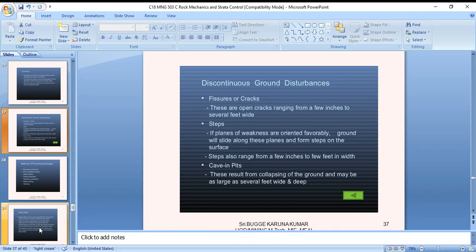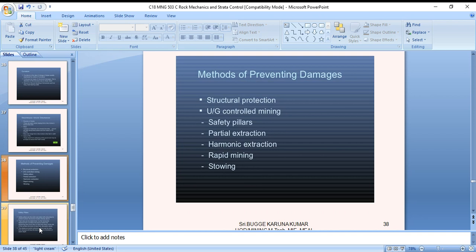And then coming to discontinuous ground disturbances. Fissures or cracks: these are open cracks ranging from a few inches to several feet wide. Steps: where planes of weakness are oriented favorably, ground will slide along these planes and form steps on the surface. Steps also range from a few inches to a few feet in width. Cave-in pits: this results from the collapsing of the ground and may be as large as several feet wide and deep.